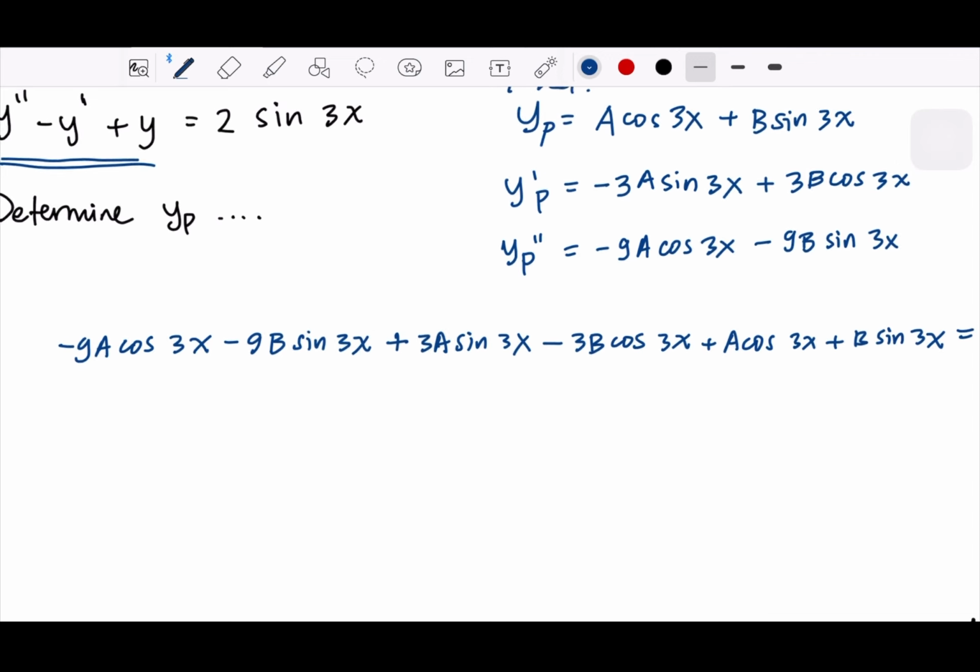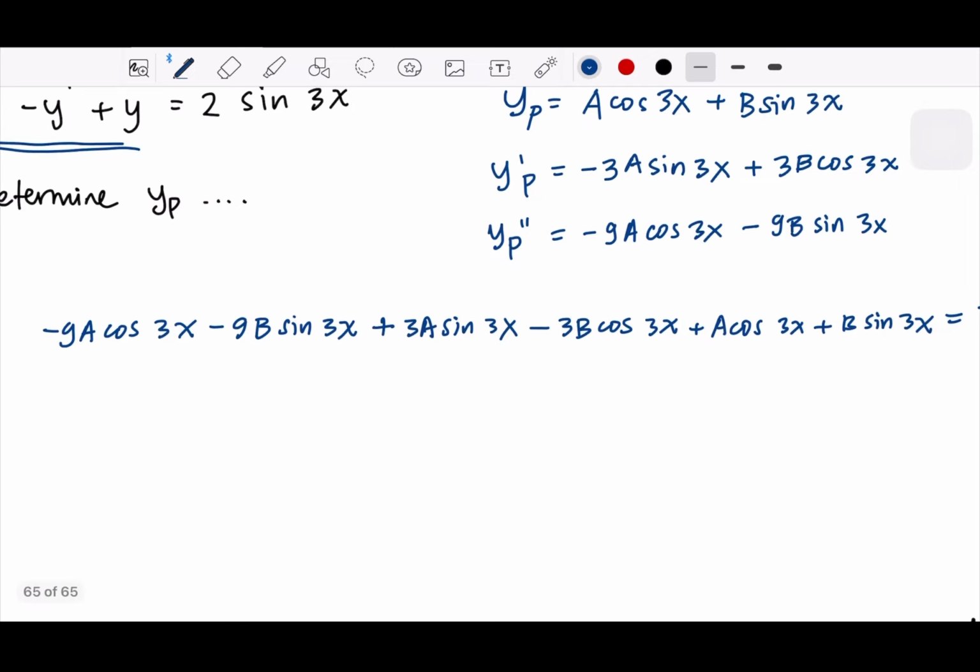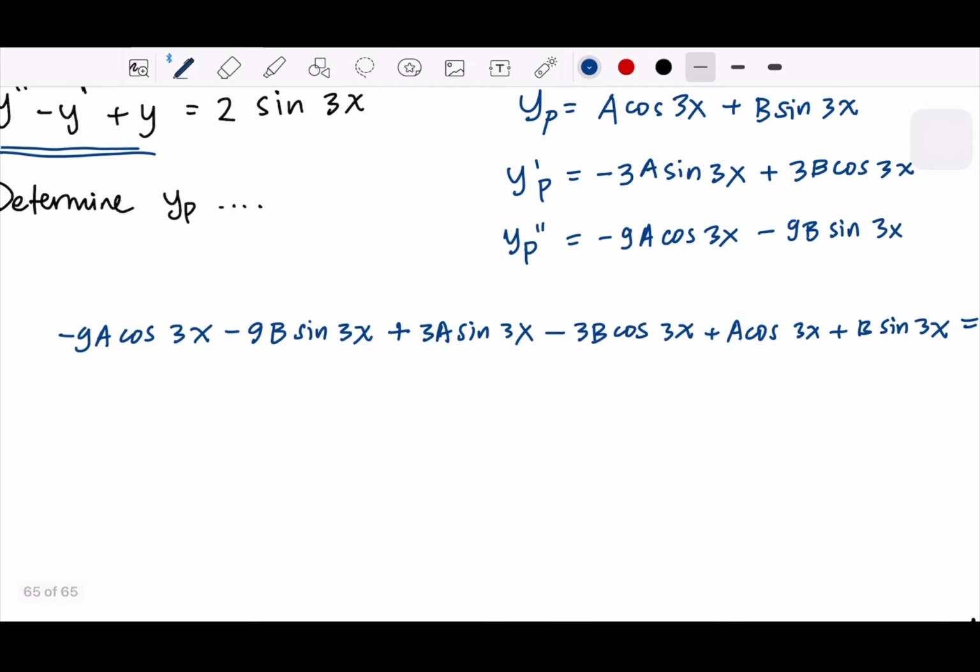Okay, I think we can take some time to check 9a for cosine. So cosine, cosine, and cosine. Okay, so 9a with this cosine here, we can make it negative 8a. So cosine 3x is negative 8a minus 3b, right? 3b. Okay.